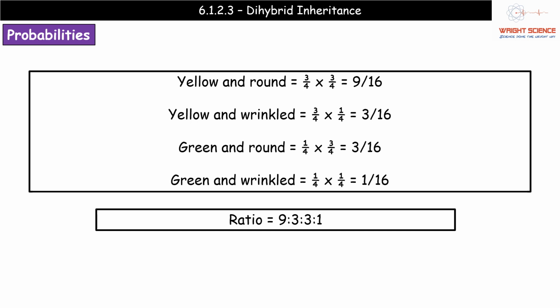So remember, yellow and round are the dominant traits, so 3/4 times 3/4, 9/16. Yellow, dominant, wrinkled, recessive, so 3/4 times 1/4, 3/16. Green, recessive, round, dominant, 1/4 times 3/4, 3/16, and then 2 recessive traits, 1/4 times 1/4, 1/16. And this gives us the all-important ratio that we saw in our example, 9 to 3 to 3 to 1. So remember, that 9 is 2 dominant traits, the 1 is the 2 times the recessive traits, and those 2 3s are basically 1 dominant, 1 recessive.